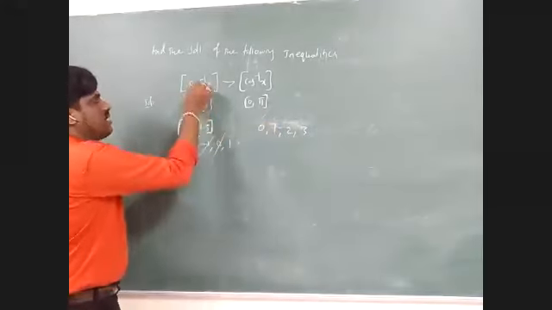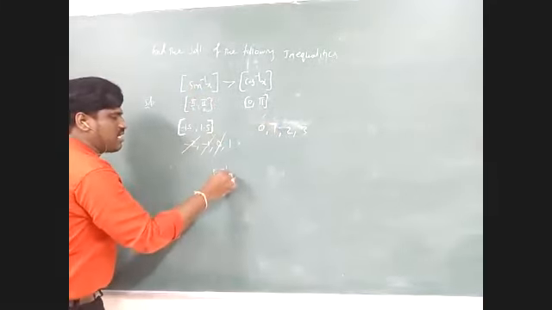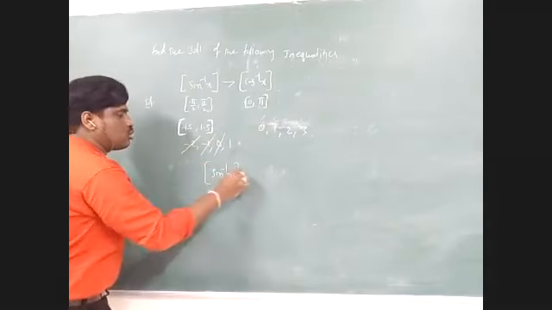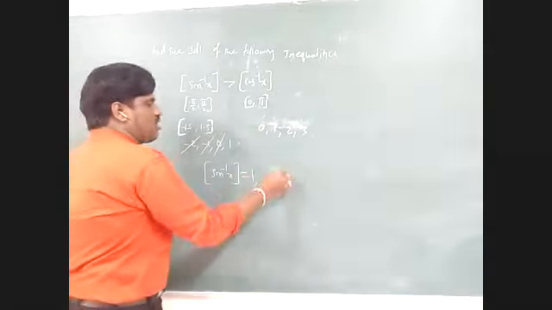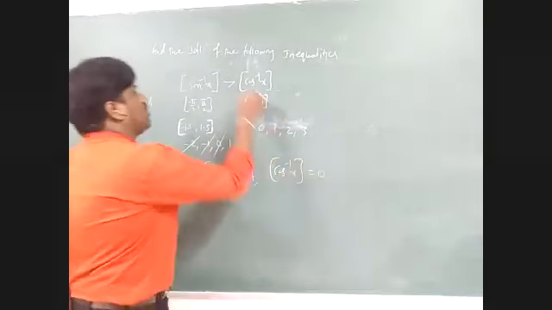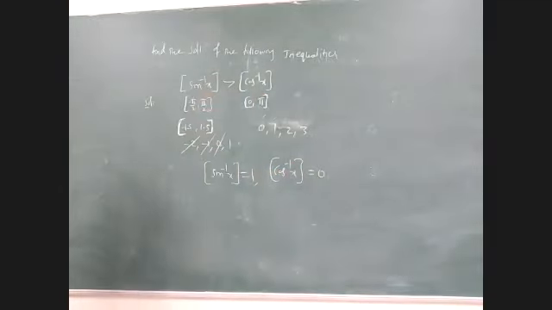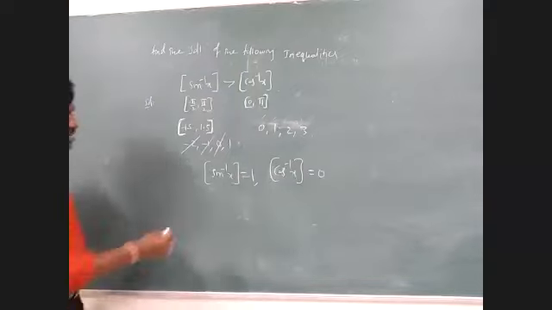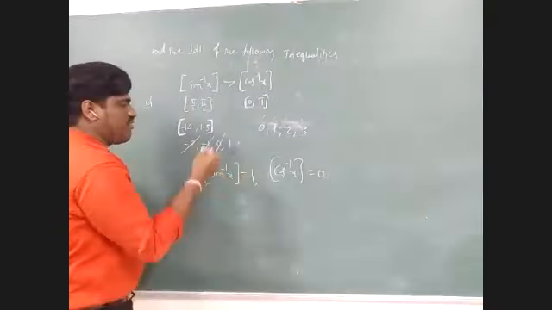It means the greatest integer of sine inverse x should be 1 and the greatest integer of cos inverse x should be 0. Then only this inequality is satisfied. Now tell me, when does sine inverse x become 1?